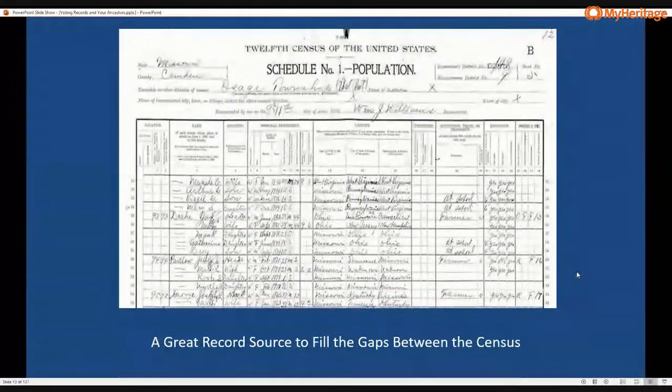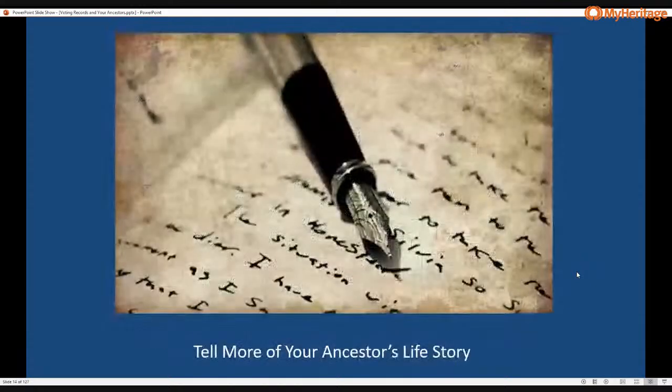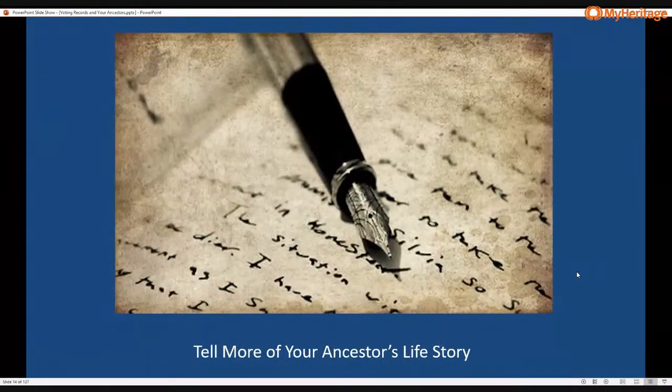They are also a great resource for filling in those gaps between the census records. Now, we know that the census in the United States was taken every 10 years, starting in 1790. And like I said, we just released the 1950 census, and England just released the 1921 census. In those 10 years, a lot can happen between census records. So why not look for records such as voting and election records to fill in those gaps, to know what your ancestors were up to, what they were a part of in between those census years. Tell more of your ancestors' life story.